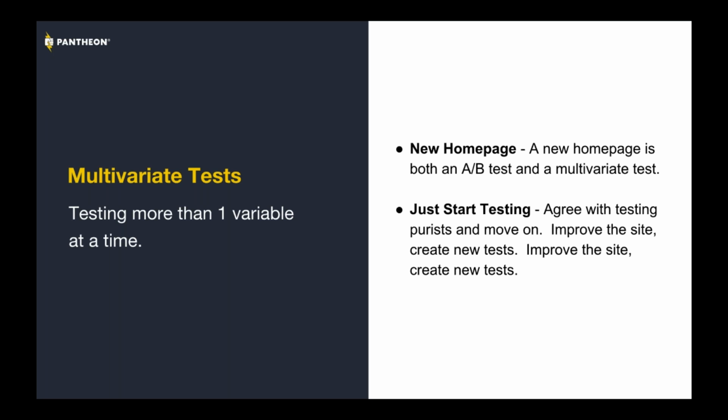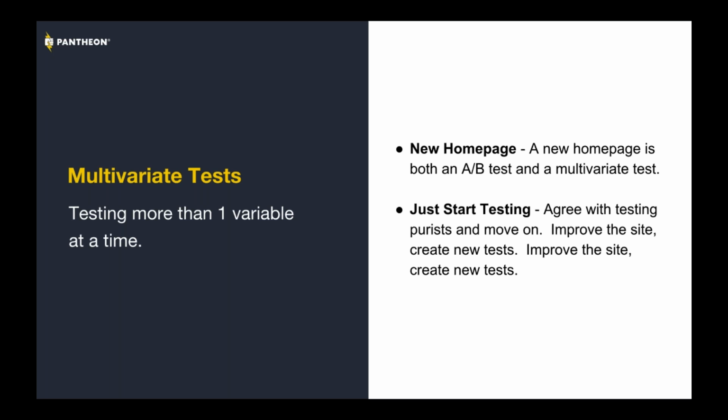So for anyone on the call that is familiar with testing, we did an A/B test, homepage A versus homepage B, but what we really did was a multivariate test, because we didn't test one button and everything else remained the same. So a best practice for testing is to try to change only one thing at a time so you can measure the impact of that one thing.